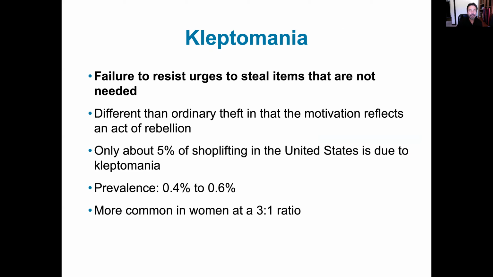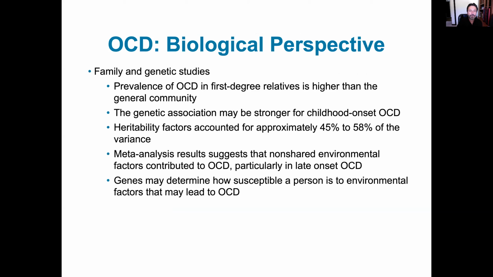Kleptomania is basically a failure to resist urges to steal items that aren't needed. So these are people who are stealing things, and we've seen this in some of our more affluent movie stars who are caught stealing small items that they could have afforded to pay for easily, but they need the thrill and they can't resist that urge. That's again an obsessive compulsive urge to shoplift or take stuff that's not theirs.